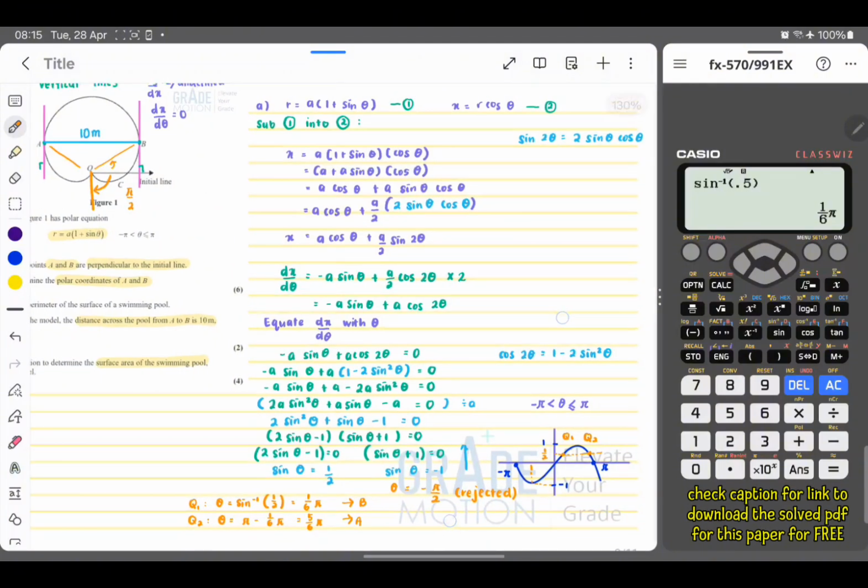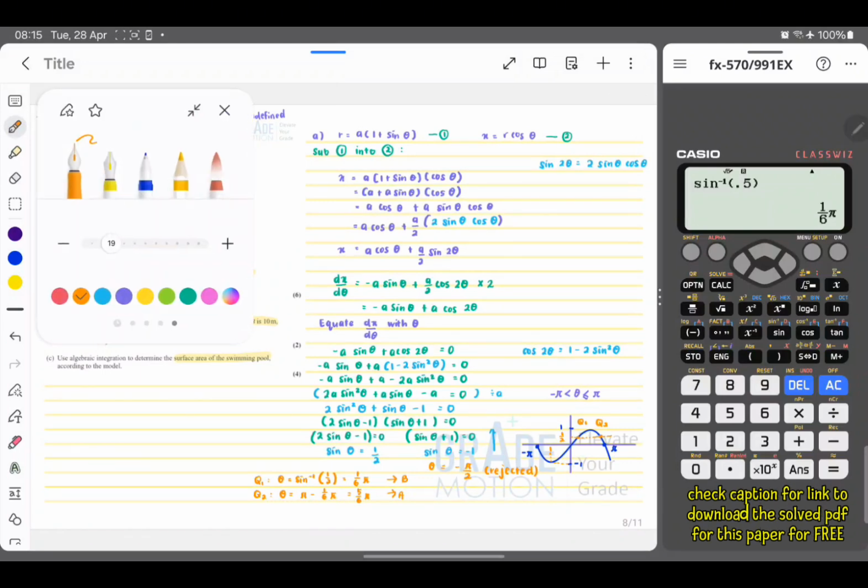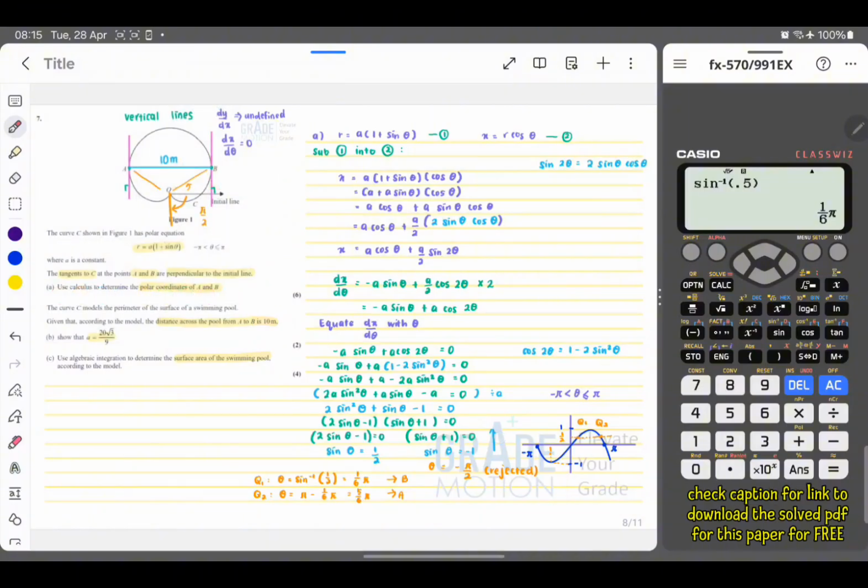Okay, in order to give the answer in polar coordinates, what do we need? We now need to find our r. So let's key back into equation 1. Substitute sine theta equal to 1 over 2 into equation 1. So r is equal to a, open bracket, 1 plus 1 over 2. This is equal to 3 over 2 a. So that is our r.